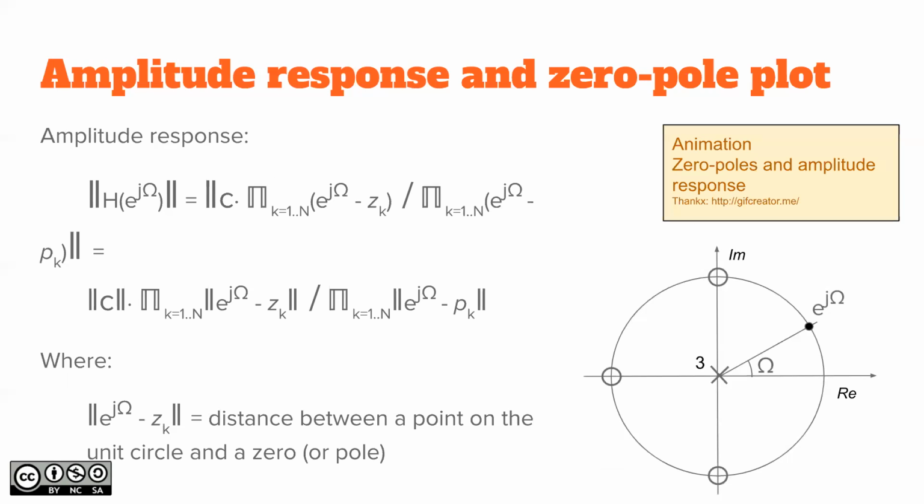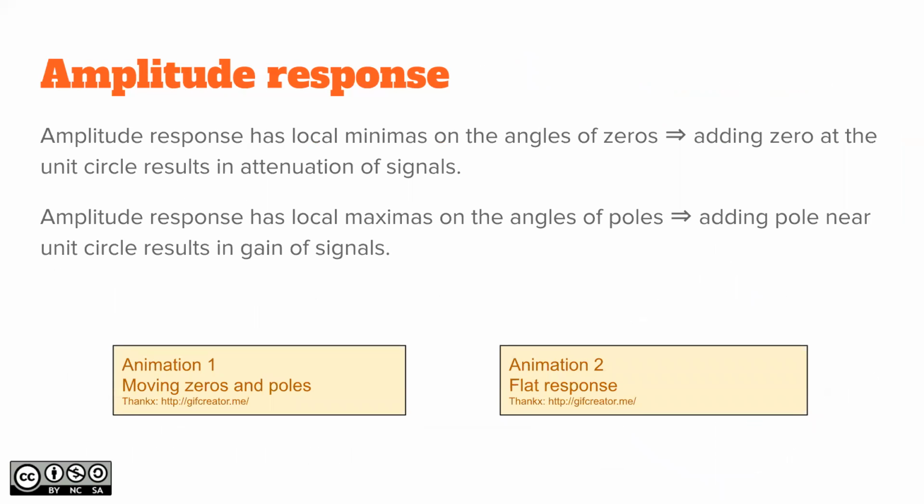And there is a graphical representation of the zero-pole plot. The amplitude response has local maxima on the angles of poles, and adding a zero on the unit circle results in attenuation of signals at that angle, on that frequency. Likewise, if you put a pole near the unit circle, you will get a local gain on that frequency.